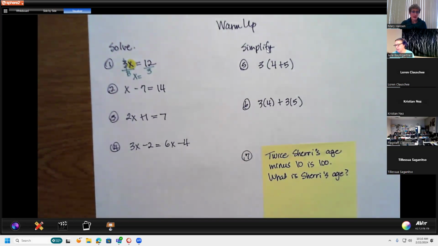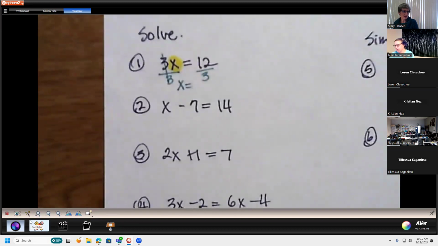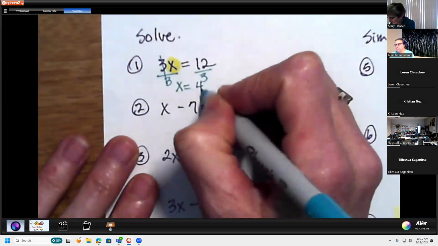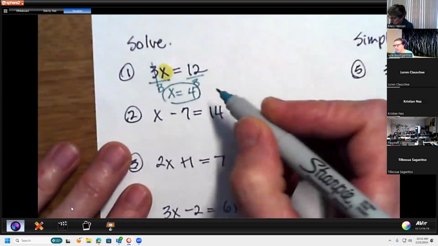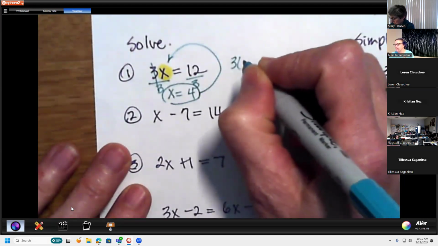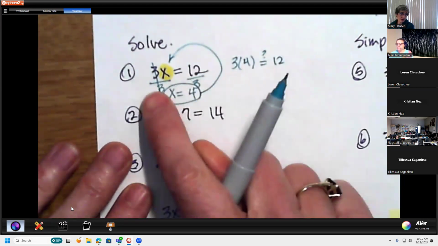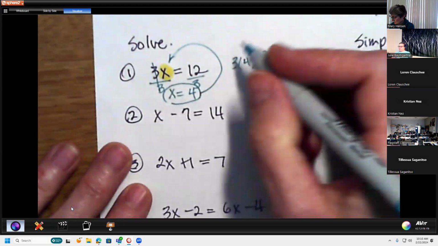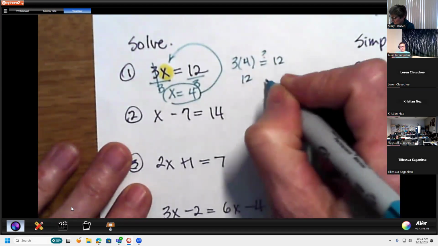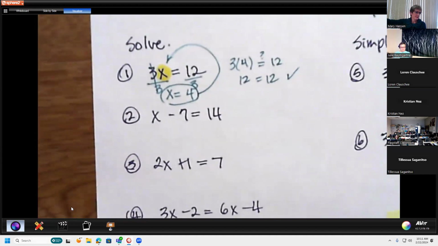And x then equals 4. 12 divided by 3 is 4. Yep. I think that's what someone just came on to tell me. The answer is x equals 4. Okay, remember that means I can put it back up here. 3 times 4. We want to know, is that 12? Because that says 3 times whatever x is should be 12, and 3 times 4 is 12, and 12 equals 12. So it checks out.